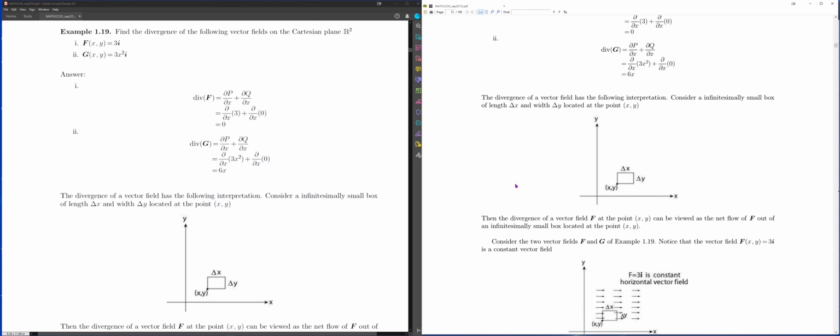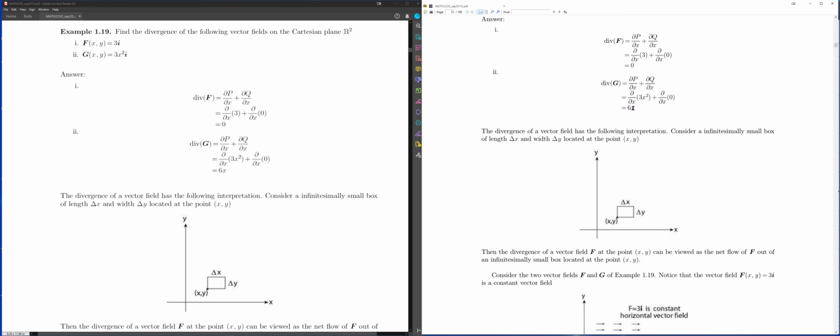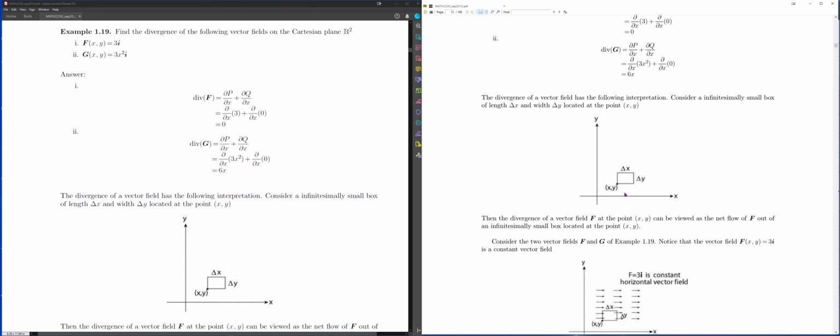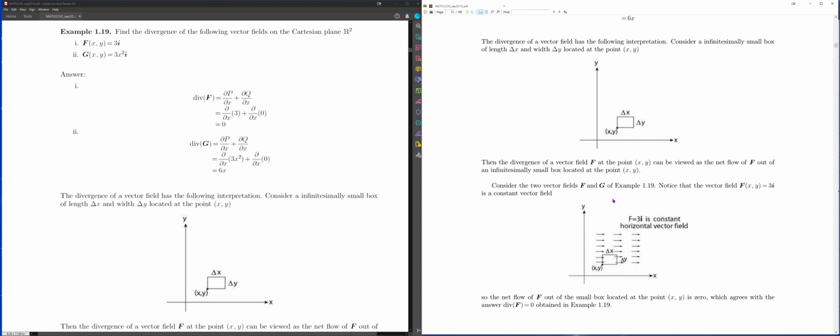Okay, right. So what we want to do is get an interpretation of these functions that we calculated over here, right? So what we do is we're looking at a point xy, so we're interested in the divergence at a specific point xy, right? And what you do is you consider a small box with length delta x and height delta y, right, at this point, right?